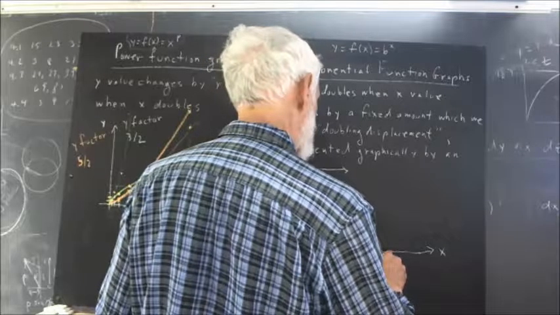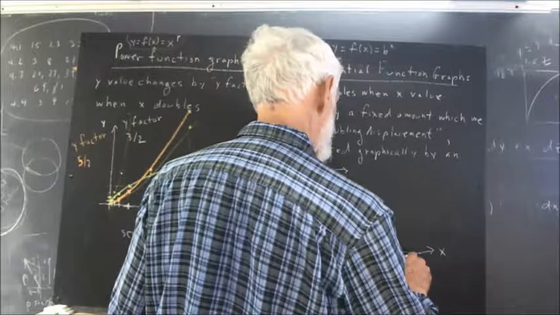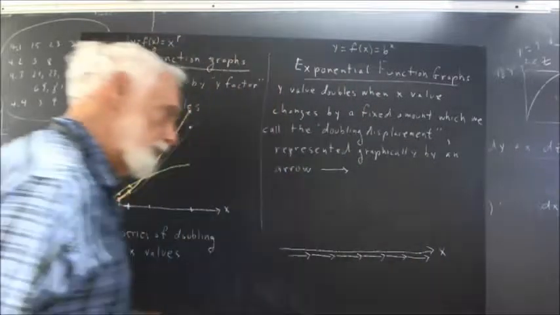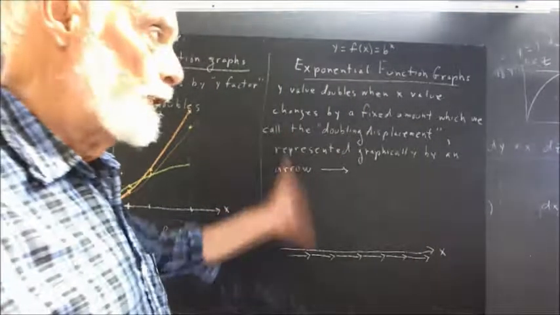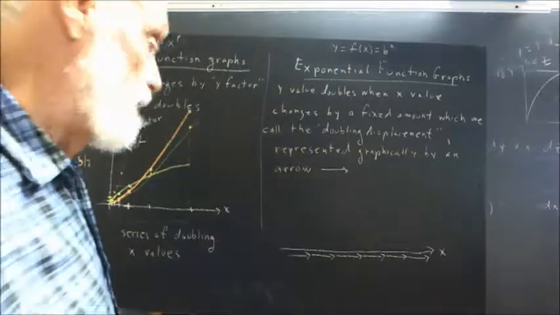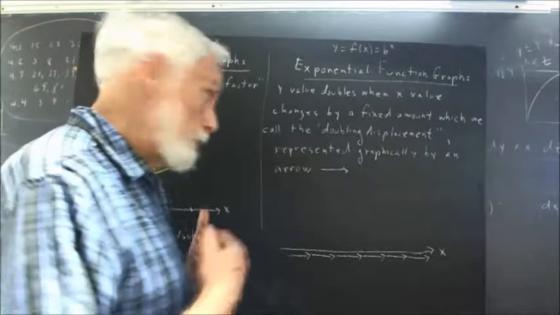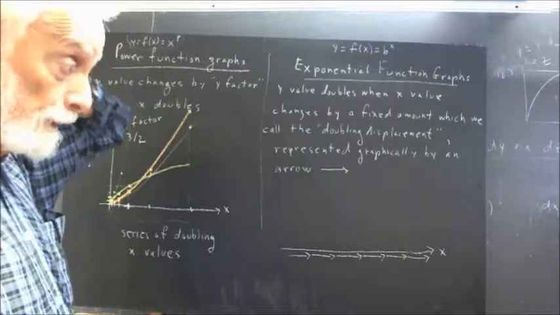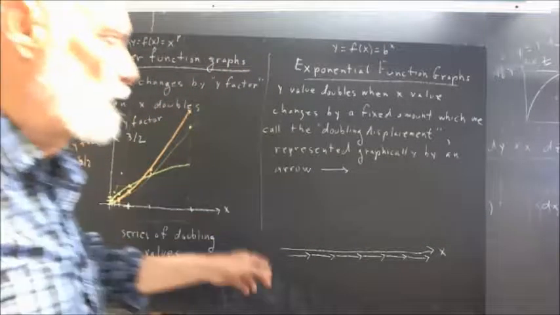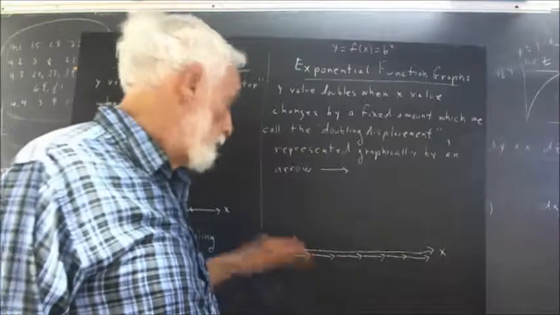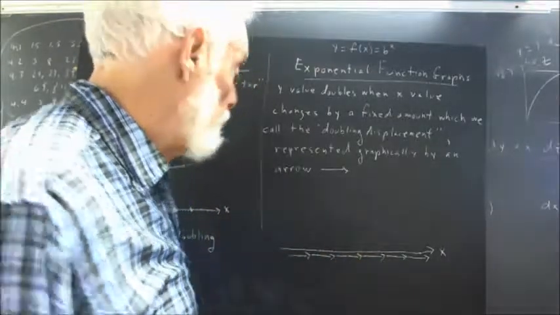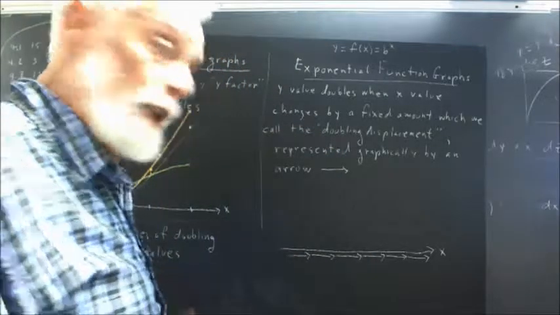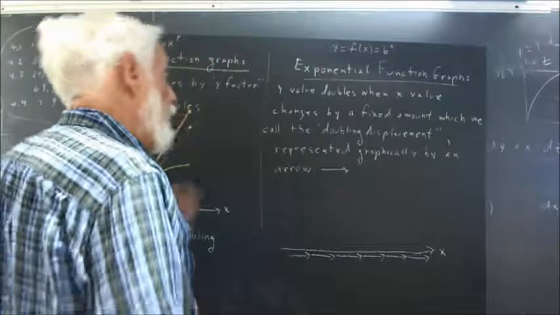So I'm going to draw several of these arrows, as many as I can get into this section of the x-axis. Now notice I don't have a y-axis. I will eventually need one, but I can put the y-axis any place I want to. And I can do that before or after I specify these doubling displacements. So right now, to keep my options as open as possible, I'm going to specify the doubling displacement and leave the y-axis totally out of the picture.